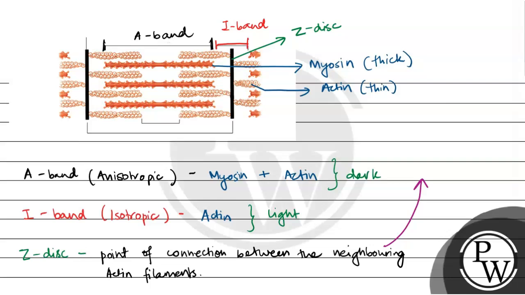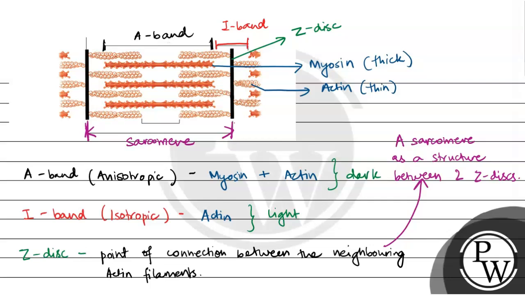So a sarcomere can be described as a structure between two Z discs. This right here, from this to this region, will be called a sarcomere.